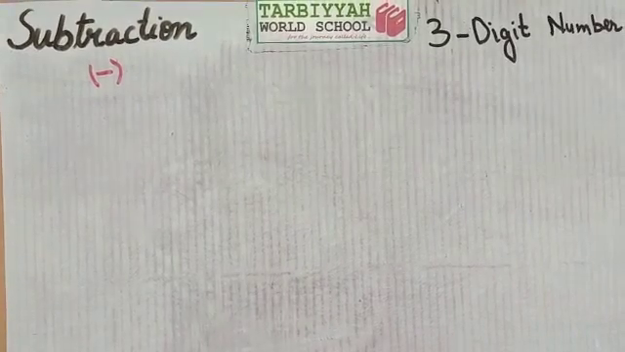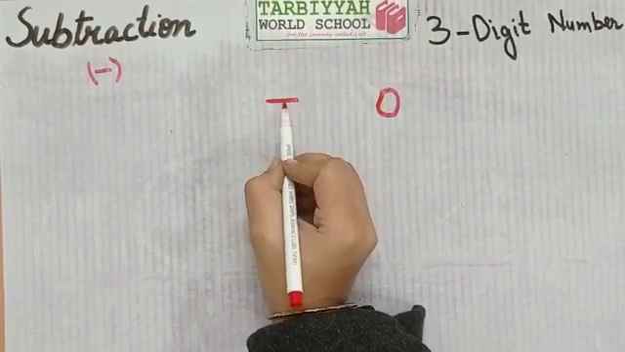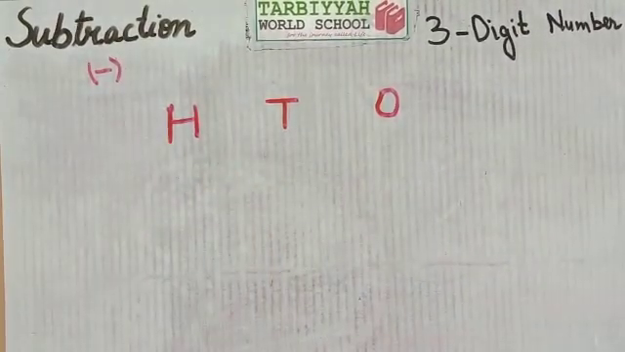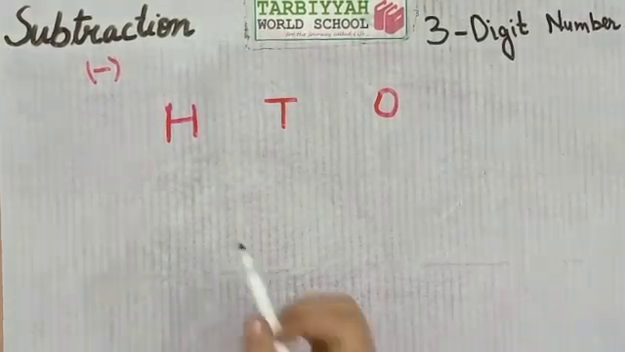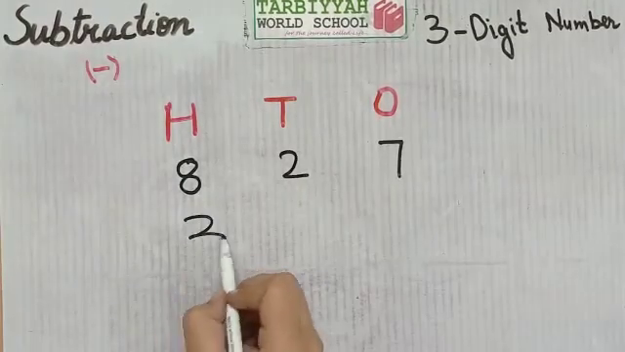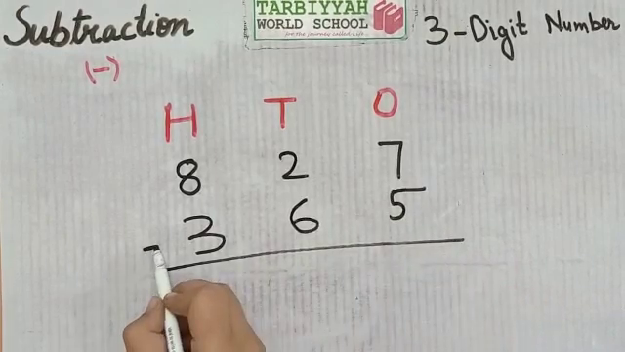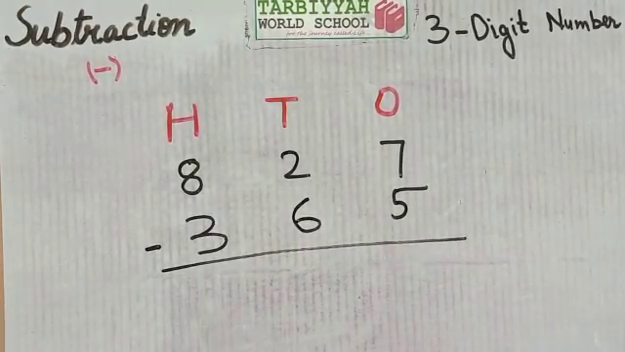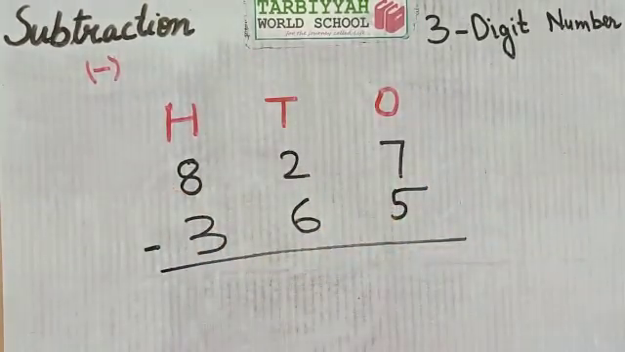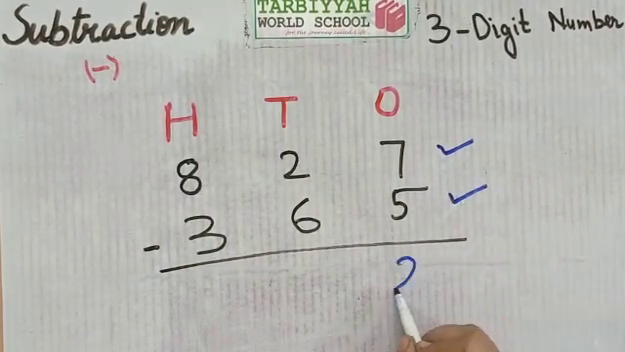See one more example. Ones, tens, hundreds. Okay, now see, 827 and 365. See, first we have to subtract the numbers that are placed at the ones place. So 7 minus 5 is 2.